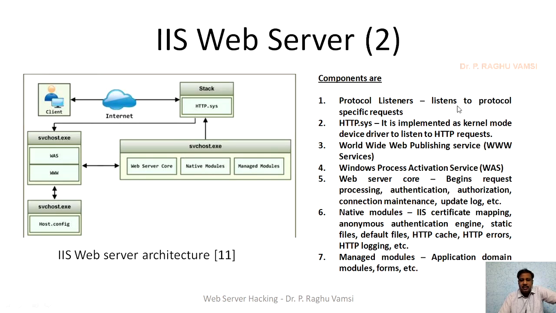Protocol listeners listen to the protocol-specific request. So if it is HTTP, then 80, HTTPS 443, then SMTP 25, like that, depending upon the type of request. SSH is 22. So based upon the type of service requested, the corresponding port and the corresponding protocols will be listened to. So for this, protocol listeners will be there.